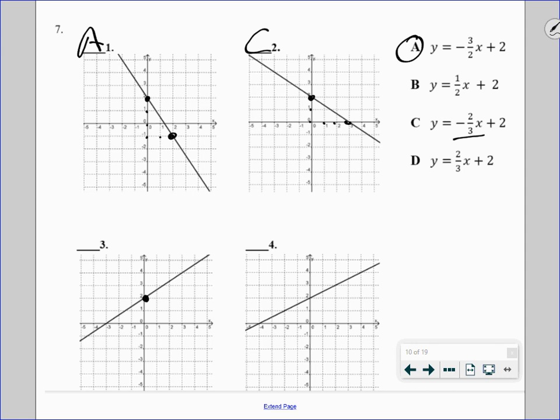For this one, we start at 2. For number 3, we go up 2 and over 3. So that's a slope of +2/3. So that's D.